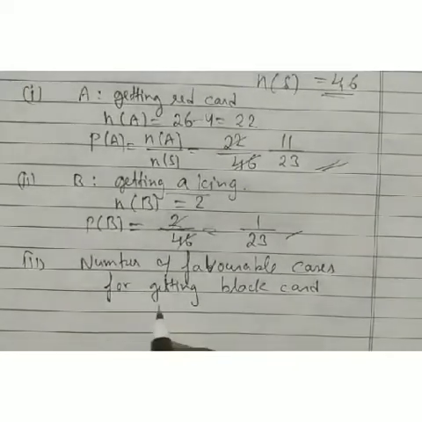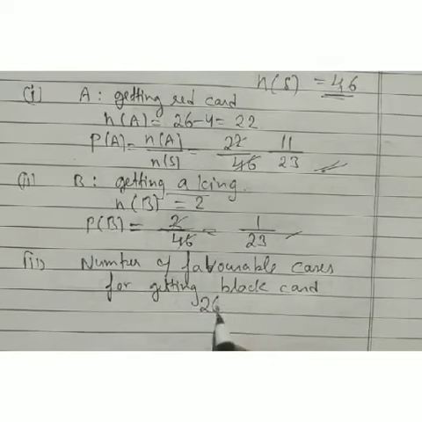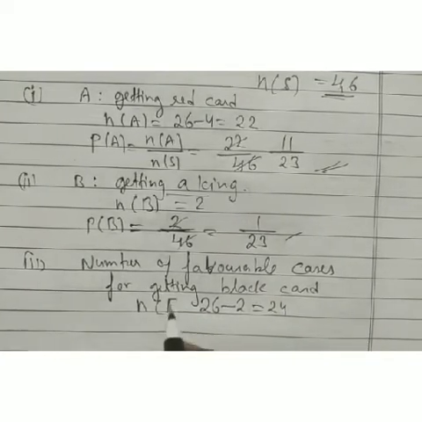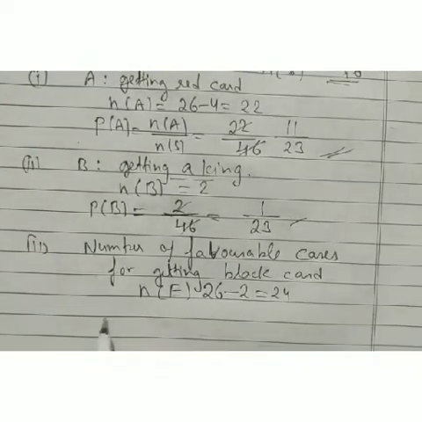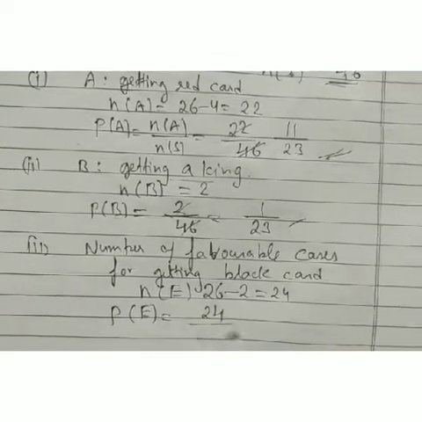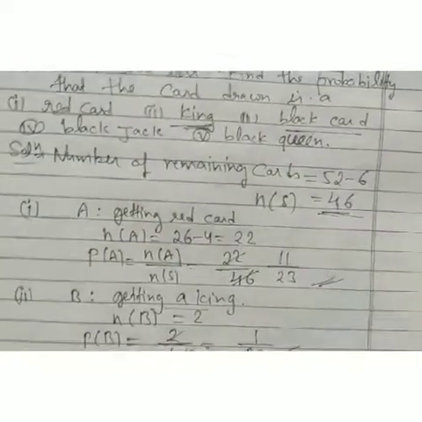In total we have 26 cards and 2 of them are lost. Then we have 24. Let this be event E, the number of favorable cards is 24, and the probability of E is given by the number of favorable outcomes. We have 24, but the sample space has only 46 cards, then divided by 46.